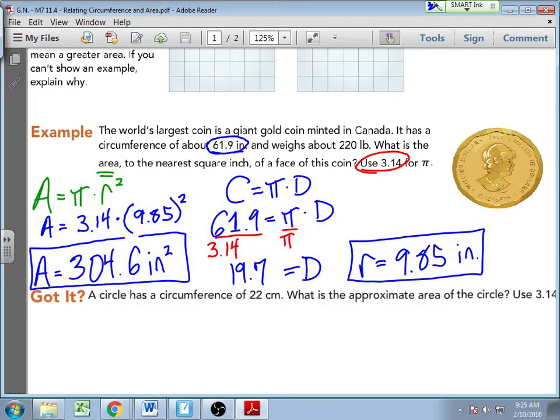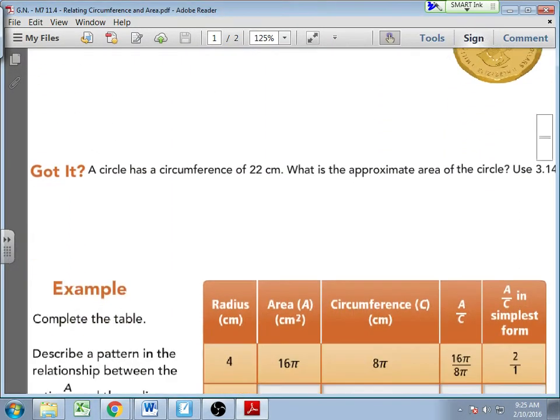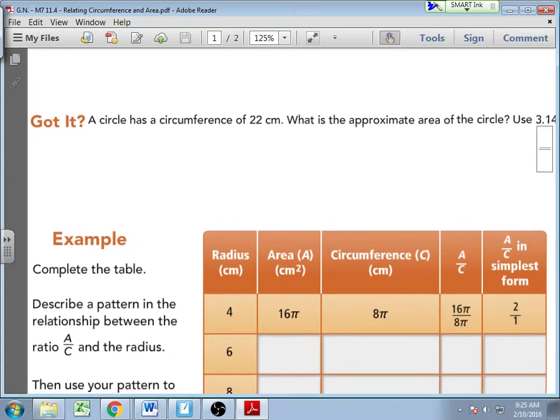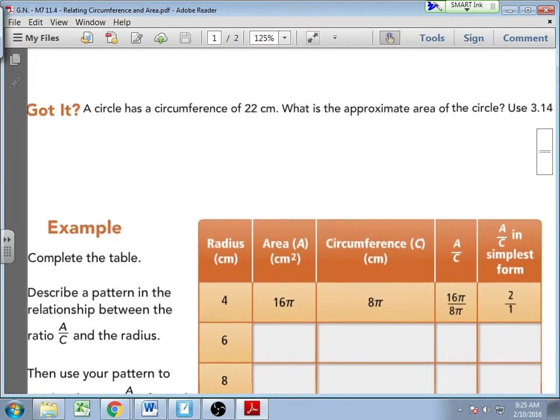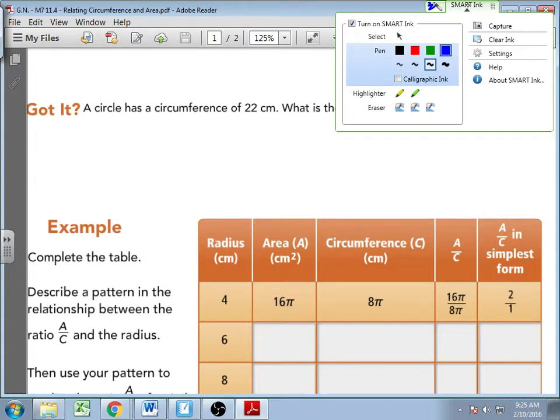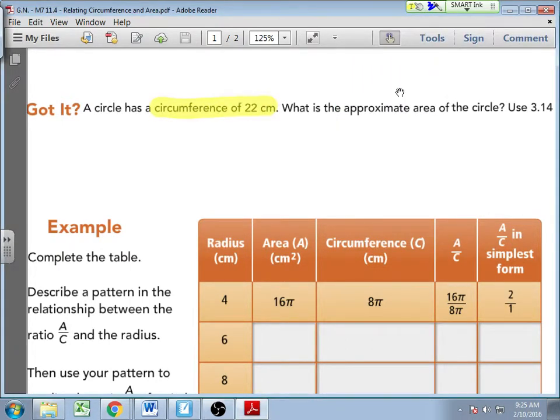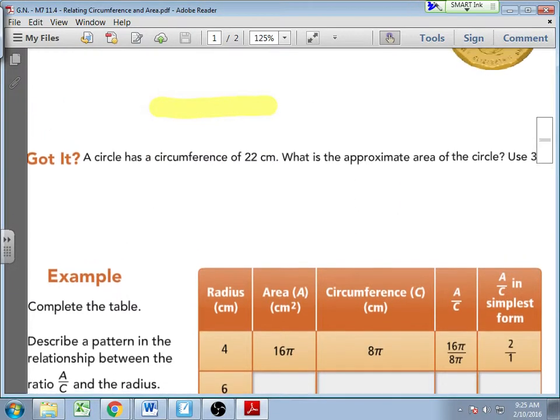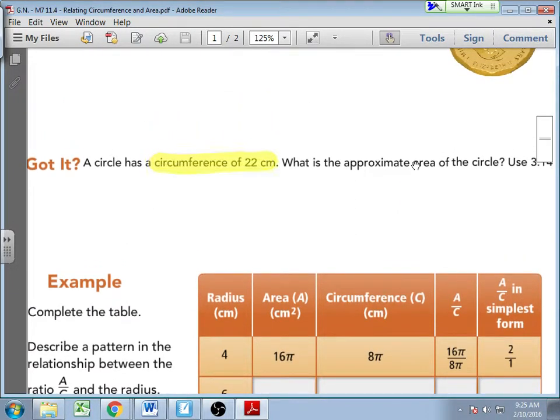Try the "Got It" on your own. I will mosey around the classroom, and if you are having any issues, please stick up a hand so I can help you. They start by giving you circumference. They tell you to use 3.14 for pi.